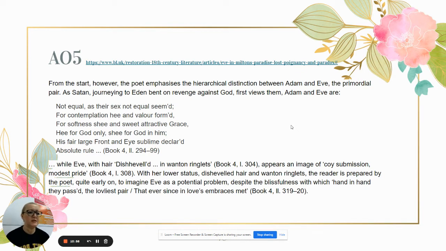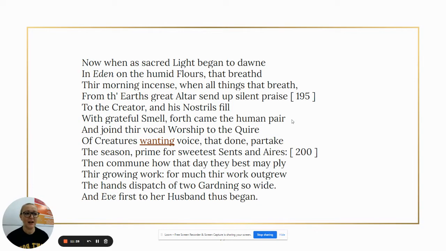So what's the difference between them? Well, they are not equal. For contemplation, he and valour formed. He's for thinking and fighting and bravery. She's for softness and sweet attractive grace. He for God, she for God in him. So he is her God as God is Adam's God. Okay. So what happens when that hierarchy is challenged?